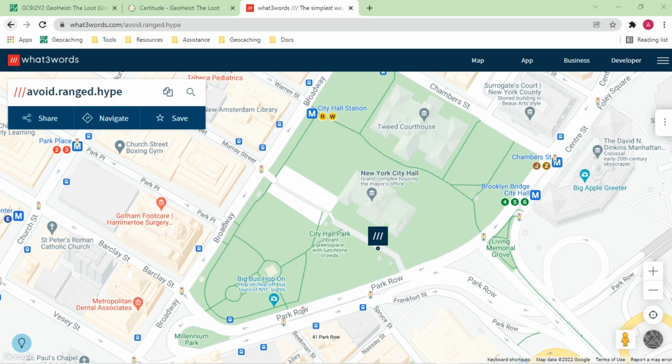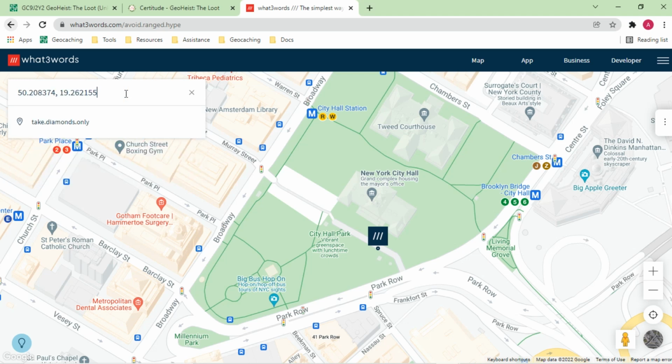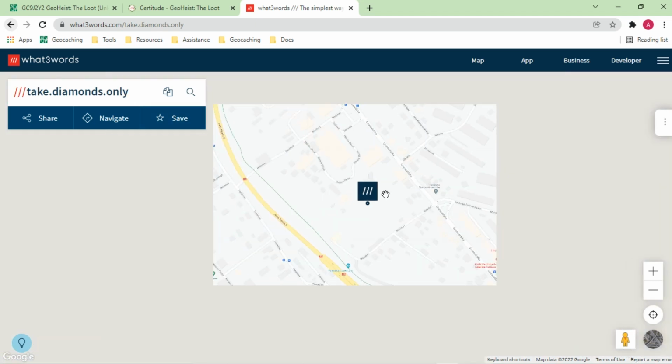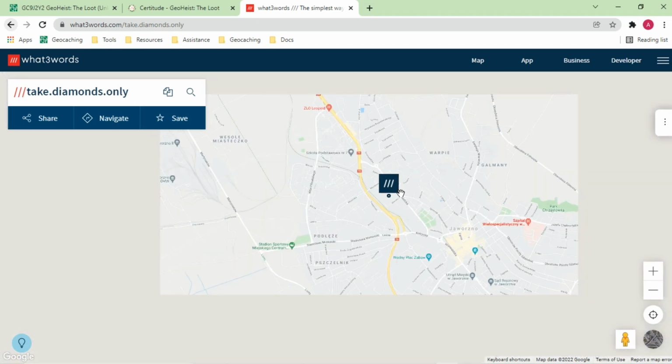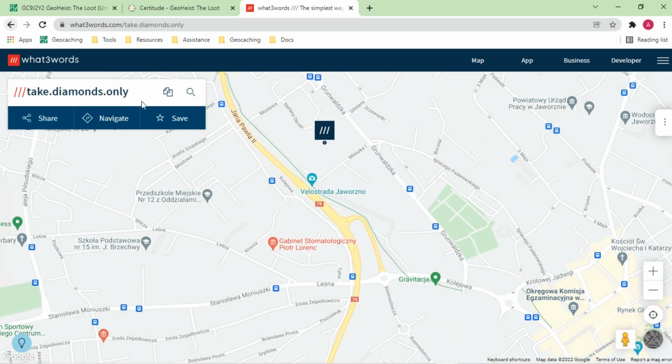Here we can also try a coordinate conversion. In this case, I can just type in the coordinates right here, press enter, and it will show me the same location that we saw before, same city, same town. And now it will show me its name: take diamonds only. That looks pretty good for a heist. Maybe that is my answer.